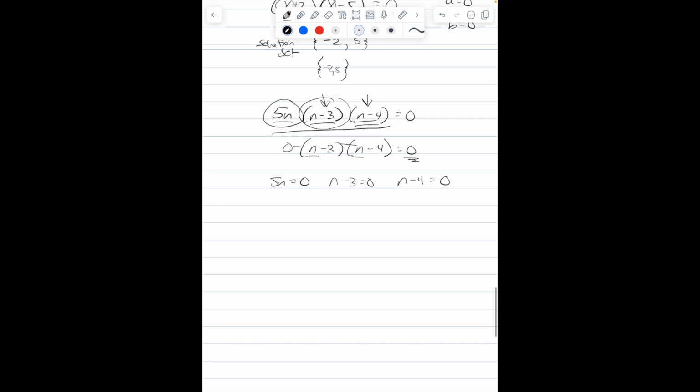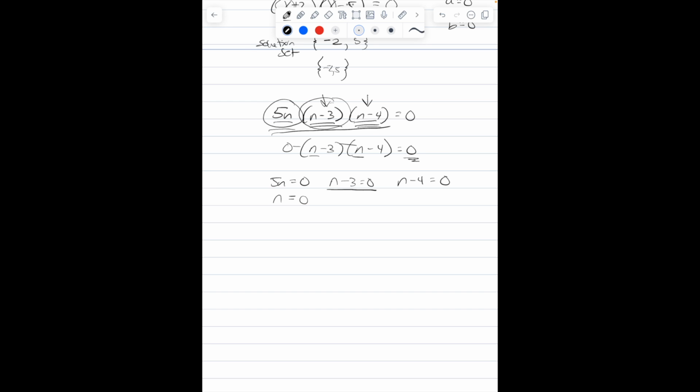So we solve each one separately. You isolate your terms and you solve for n in each of them. And you have to create a 0 term. So if in this equation 5n equals 0, then n would have to be 0. In this equation, n minus 3 equals 0. I know you know this in your head, but some of the equations might be more complex.